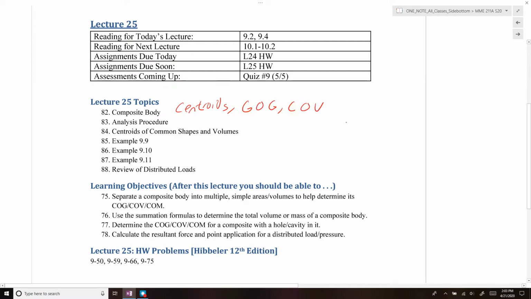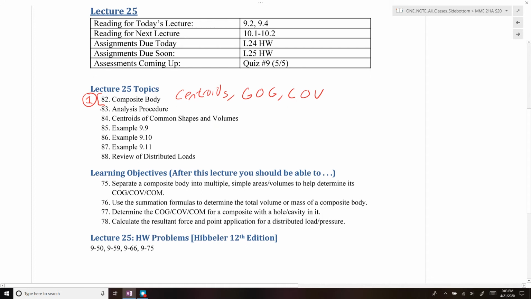Just like we talked about last lecture, the only additional thing we're going to be talking about, instead of continuous functions and continuous shapes or areas that are defined using functions, is composite shapes. These are combinations of simple shapes. So we're going to define what that is in our first video.